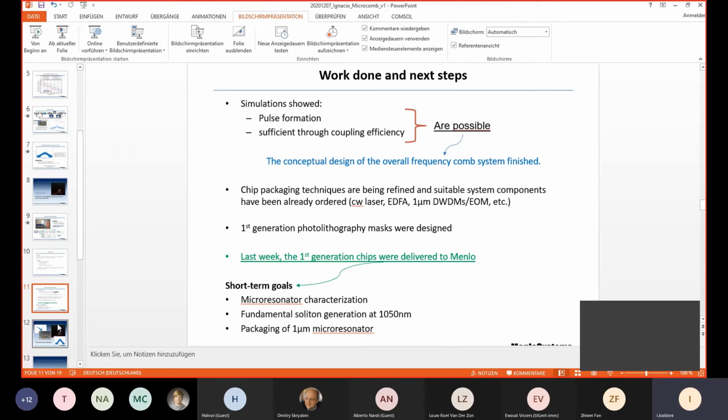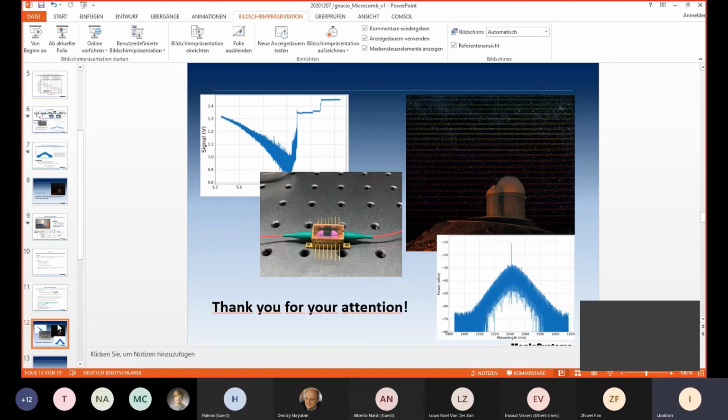The short-term goals for this project are to make a complete microresonator characterization, and also to be able to at least generate a fundamental soliton at this particular wavelength. In a larger time frame, we want to make the entire packaging and also a lock of the system. So that would be all from my side. Sorry for the inconvenience with my computer.